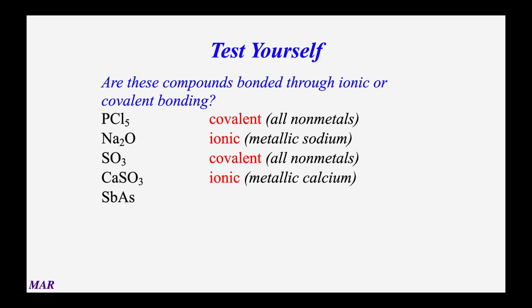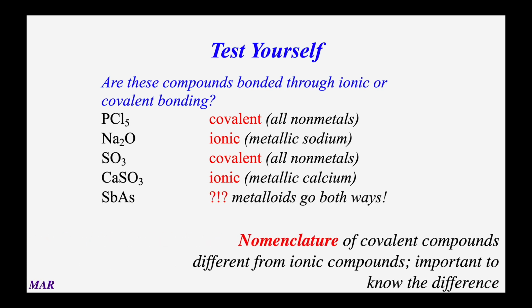The last one, though, antimony and arsenic. Antimony and arsenic are both metalloids, and metalloids can sometimes act like metals, and sometimes they act like nonmetals. Who knows what that one's going to do? If you've got 2 metalloids together, they could be ionic, they could be covalent, they could be some kind of split thing. That would be rough. That would be hard to know. I wouldn't ask you a question like that, but it's a great learning experience.